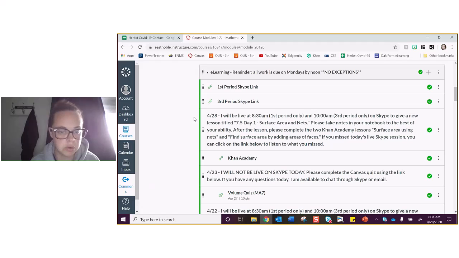So again, this whole unit we've been working on since spring break has been all about geometry. So you're going to take notes in your notebook to the best of your ability, and there are two Khan Academy lessons. One's titled Surface Area Using Nets, and the other one is called Find Surface Area by Adding Areas of Faces. So I will assign both of those as soon as the lesson is over.